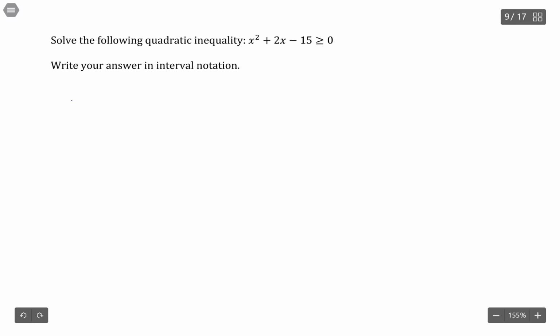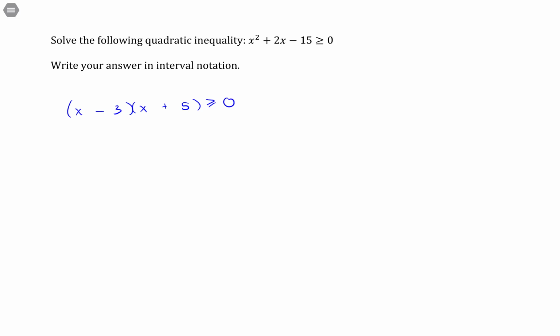Since that's already occurred, the next thing that we'll do is factor that quadratic inequality. So we can split x squared into x and x. 15 can split up into 3 and 5. And if the 5 is positive and the 3 is negative, they'll also add to positive 2. Now, we can't simply just set each factor greater than or equal to 0 and solve. That's not going to work, unfortunately.